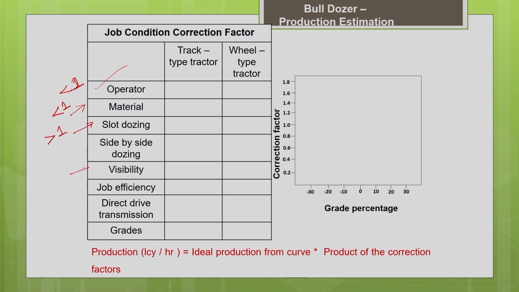Visibility is poor in the problem we have discussed, so that will reduce your correction factor. The productivity will reduce. Obviously, we are working 50 minutes an hour, so accordingly the correction factor should be applied.